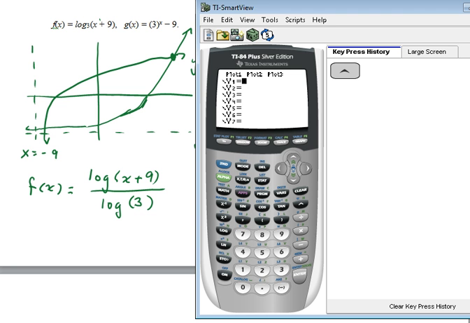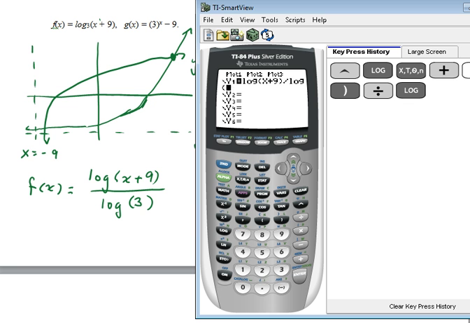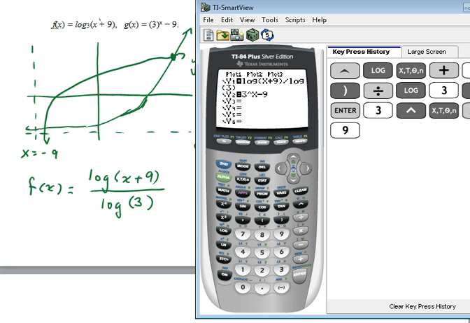So I'm going to use the up arrow to go back to y1. I'm going to press log x plus 9, close my parentheses, divide by log 3, close the parentheses, press enter. And then I'm also going to enter 3 to the x minus 9 for g of x. So 3 caret x minus 9. I'll go back to Zoom 6 for the standard screen.